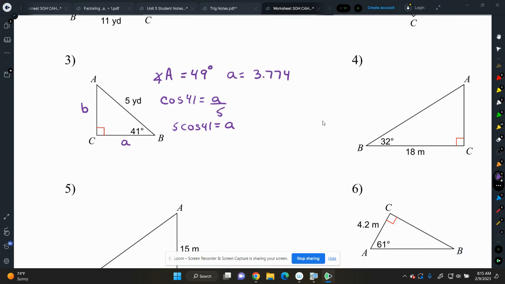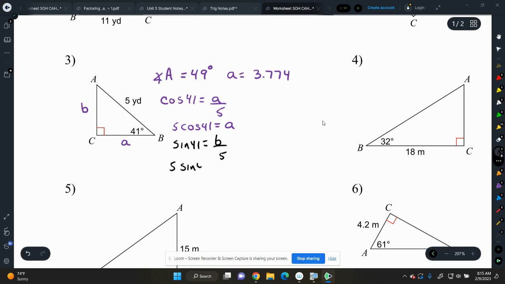All right, so now let's find B. So we've got B is the opposite, and I have the hypotenuse, so I'm looking at sine. So sine of 41 equals B over 5. So 5 times sine of 41 equals B. And that gives me 3.280. And we solve the triangle. We have all 3 sides and we have all 3 angles.